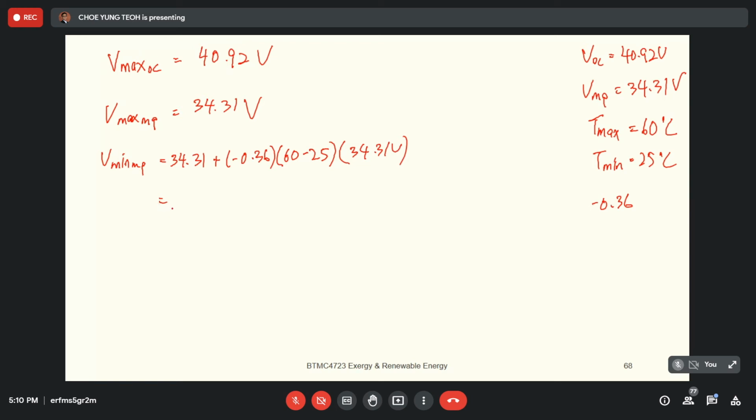So maybe you don't need to care about the equation that I write. Just care about temperature increased by 1 degree Celsius, how much drop? For this case, it dropped by 0.36% for 1 degree Celsius. So this one is 35 degrees Celsius different. Multiply 35, so it will drop 12.6%. So 34.31 minus 12.6%, you will get what?